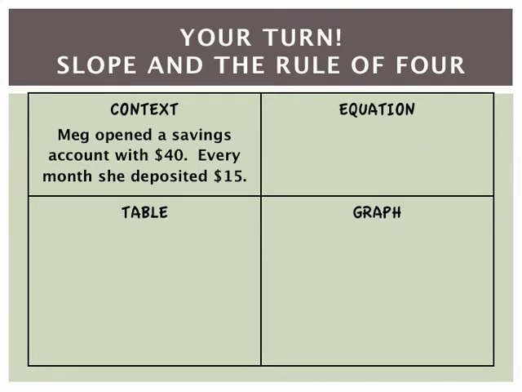Okay, so I'm going to read the context, but then please put the video on pause, use a whiteboard, and figure out the rule of 4 with your group, okay? Meg opened a savings account with $40. Every month she deposited $15. Can you please represent that using a table, a graph, and an equation? Please put the video on pause now.